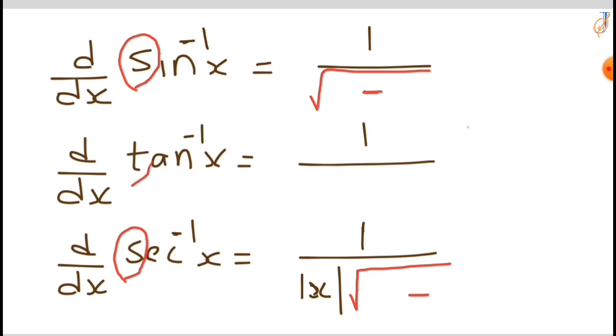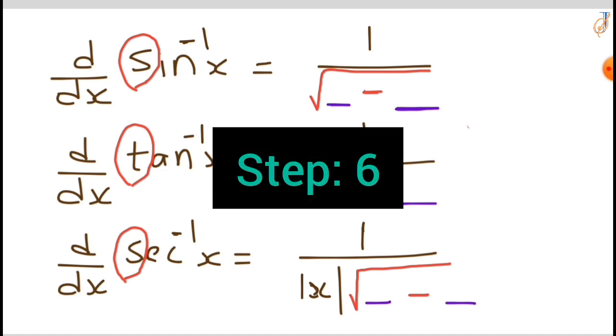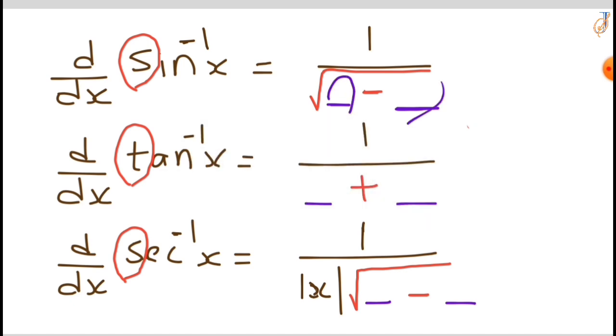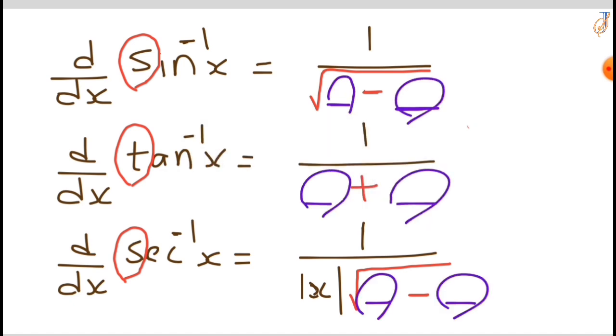Now observe the first letter of the tan inverse of x. We have T. It resembles cross sign. That means plus. So just write plus. Step 6. On these spots you just write either 1 or x power 2.